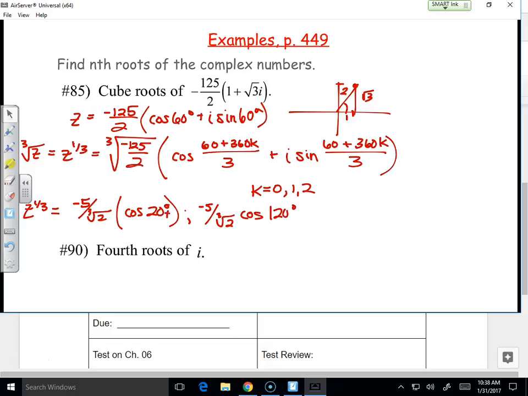I'm going to do plus dot dot dot. And then what would our last angle be? 60 plus 2 times 360, 60 plus 720 is 780, divided by 3 would be 260. My hand's tired. Let's go, finish it up.